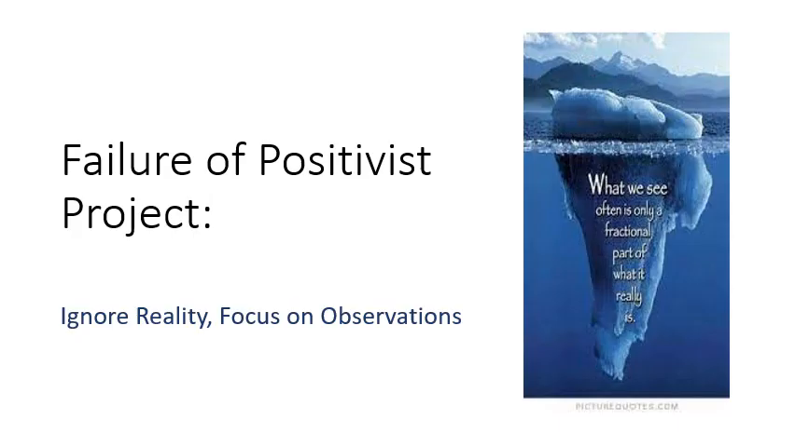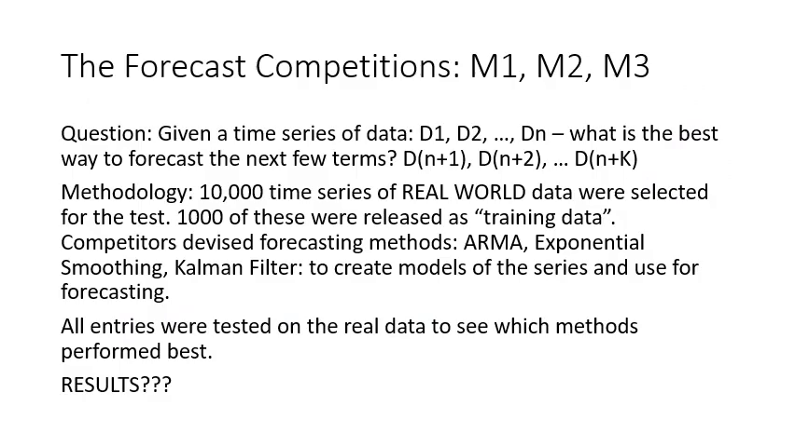All of these issues are manifestations of the failure of positivism. Positivism says that we can ignore the underlying reality and focus on the observations. One place to understand this better is the forecast competitions that were run by the International Journal of Forecasting. The M1, M2, and M3 forecasting competitions were run as follows. They collected 10,000 time series of real-world data. Of these, they released 1,000 as training data, and then they asked for people to submit algorithms to forecast, and they would test them on the training data, and then these would be applied to the actual series to see which one works best to create the best forecast.